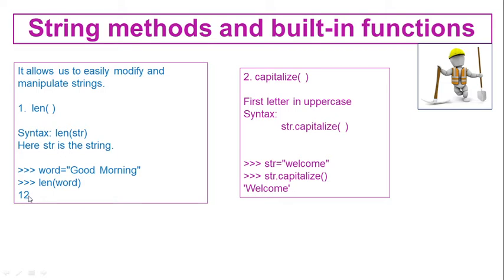You know how we are getting 12? How to find the length of word? You can start with 1: 1, 2, 3, 4, 5, space is 6, 7, 8, 9, 10, 11, 12, and the last character g. So the number is 12, and we can say the length of word is 12. That's it. It's a very simple function used to find the length of a string.